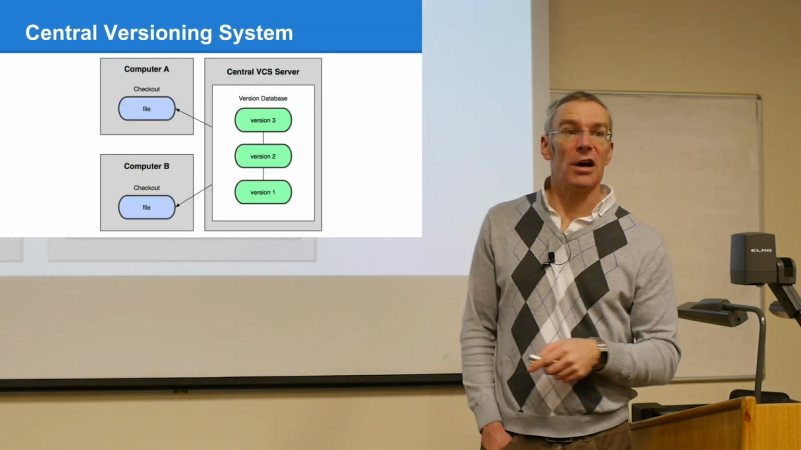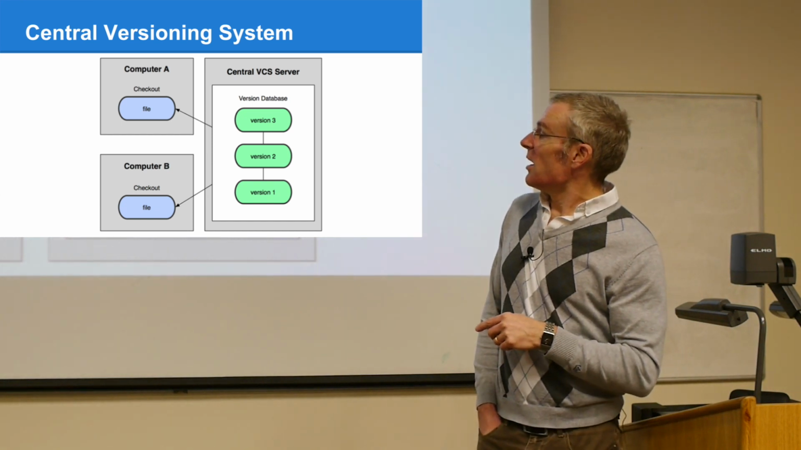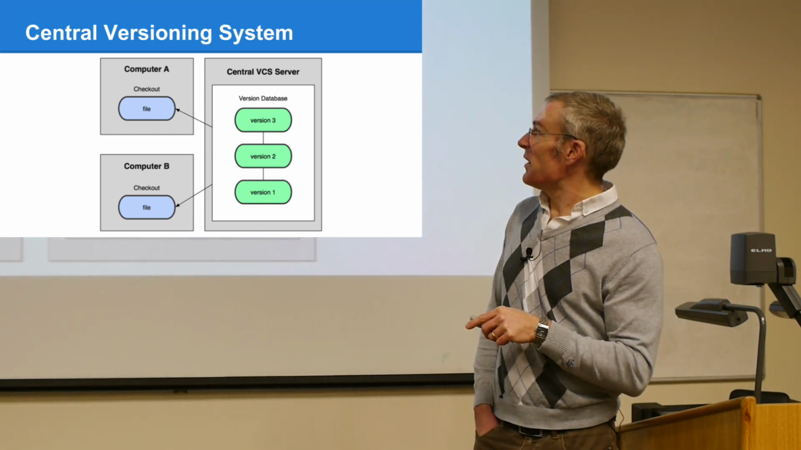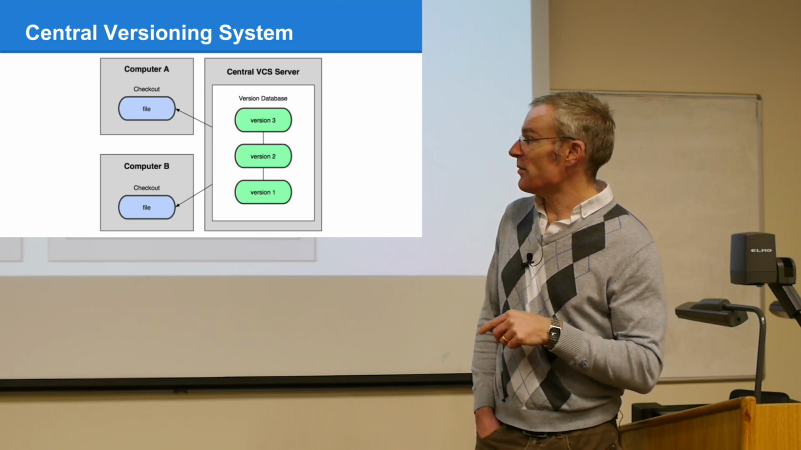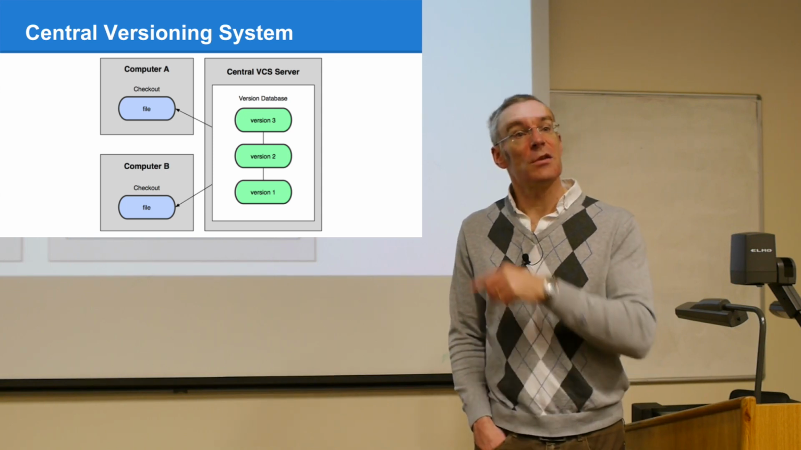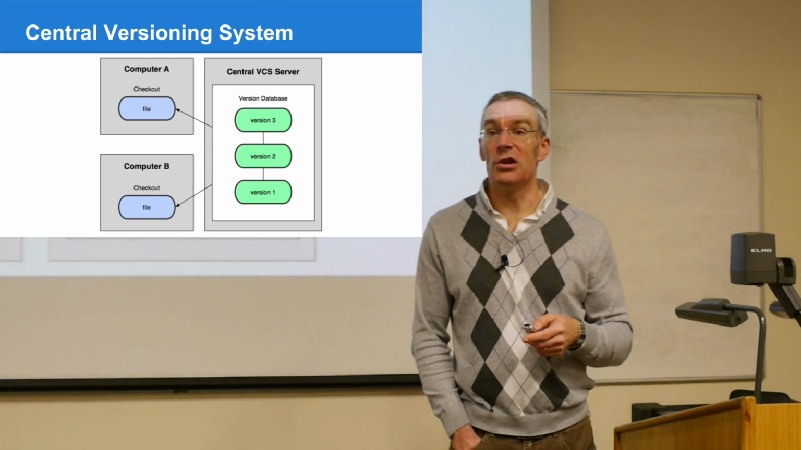Okay, so there's a little diagram showing what's going on. So computer A checks out a file, locks it, pushes the version back in, unlocks it. Computer B then pulls the file out, makes changes, pushes the file back, and unlocks it.